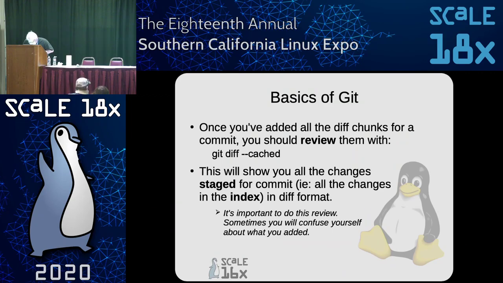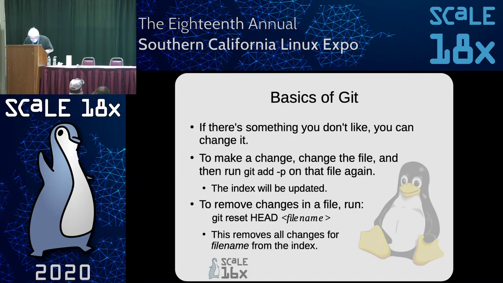Once you've added everything that you want in that commit, you should review it using git diff --cached, which shows the difference between the repository state and what's in the staging area. This will show you all the changes staged for commit. It's important to do this review. Sometimes you can confuse yourself. Maybe you added something that you shouldn't have. You can always go back and fix it. And if there's something you don't like, you can change it.